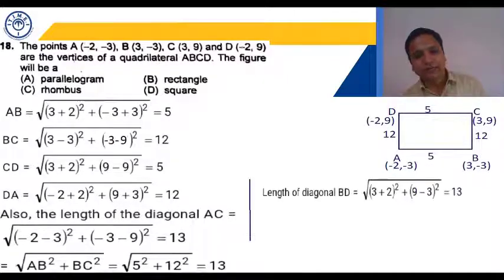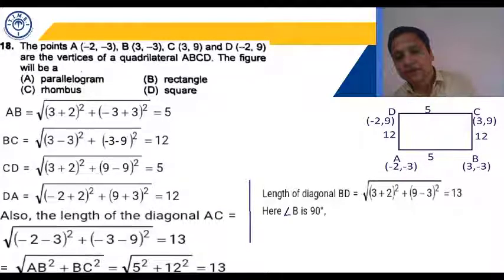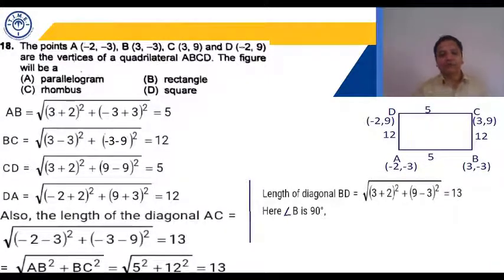Let's also find the length of diagonal BD. It's 3 minus of -2, that is 3 plus 2, squared, plus -3 minus 9, which again comes out to be -12. So 12 squared is 144, and 3 plus 2, 5 squared, is 25. That comes out to be 169, and again the length is 13. Hence angle B is for sure 90 degrees.